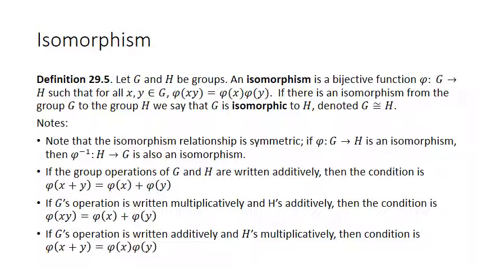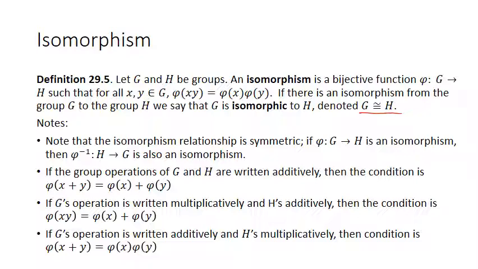Let G and H be groups. An isomorphism is a bijective function phi from G to H, such that for all x and y in G, phi of xy is equal to phi of x times phi of y. And if there is an isomorphism from the group G to the group H, we say that G is isomorphic to H, and it's denoted like this. You might have seen this notation before.